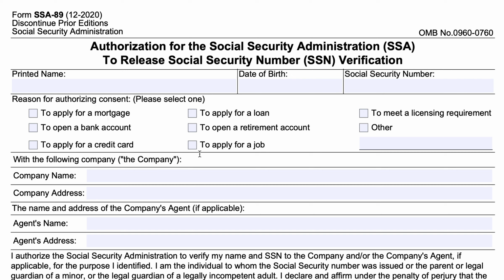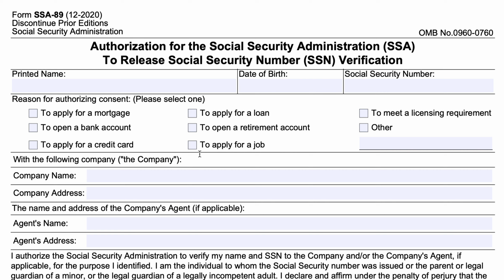For example, taking out a mortgage, opening a bank account, applying for a credit card, applying for a loan, opening a retirement account, applying for a job, or to meet a licensing requirement. Or you could have some other plausible reason, and then you would just fill in that blank. So any of those things, the bank, for example, if you're applying for a mortgage, might ask you to fill out this form as well as a stack of other paperwork.